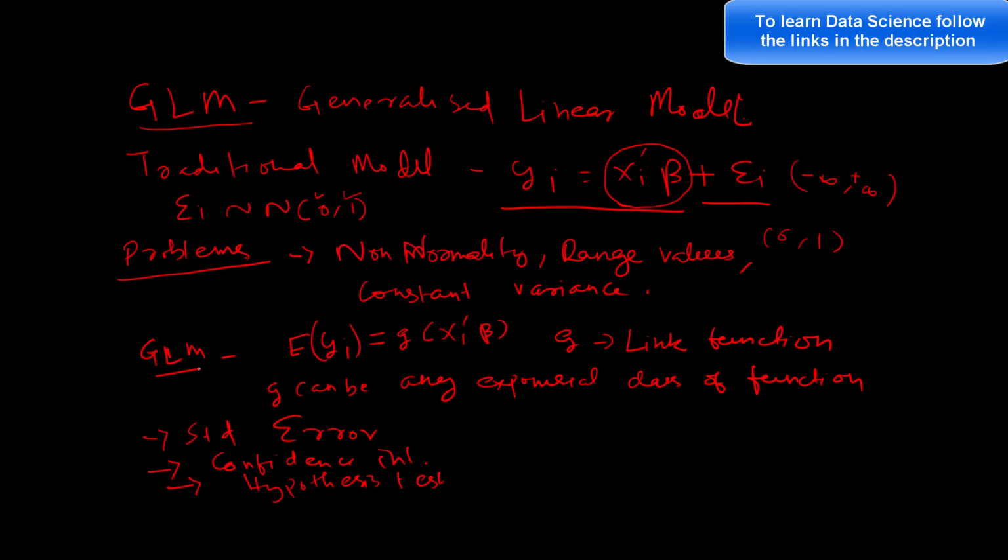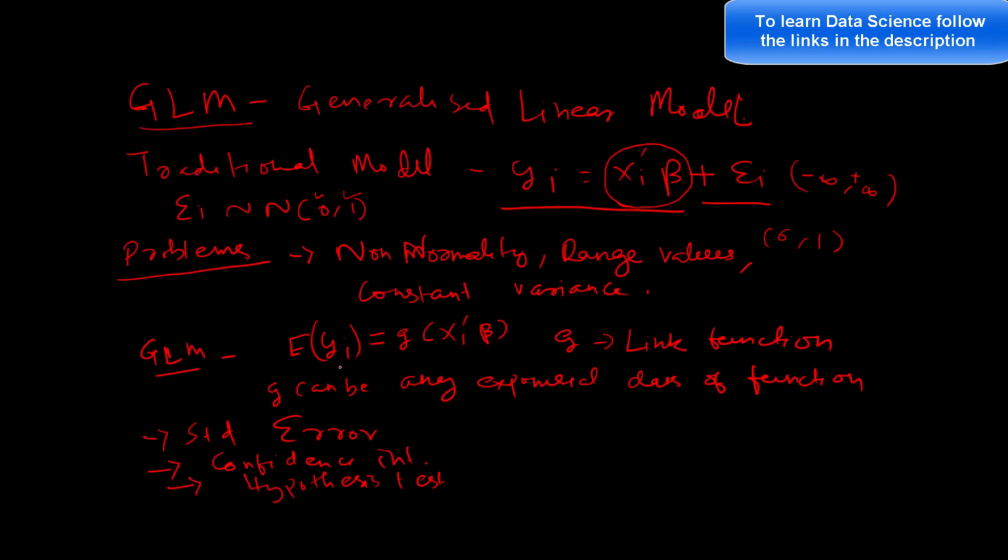And the last problem is the constant variance. Well, this is an assumption also, but it is unrealistic. The variance of data usually is not constant all the time. Because of these three problems, sometimes traditional models don't perform well, or there tends to be some sort of bias. So GLM comes to the rescue.